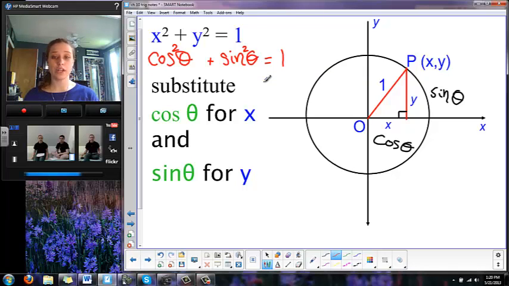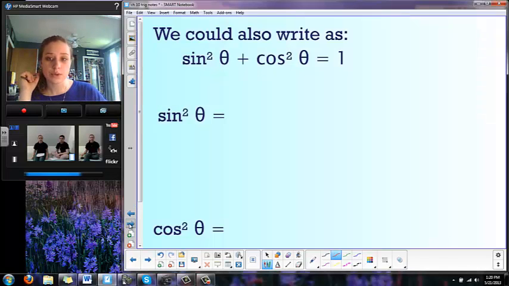That's something that you need to memorize. You're going to use it a ton of times. It's not going to go away. All right, so let's see what else. There are two other ways that we can write this equation, obviously.